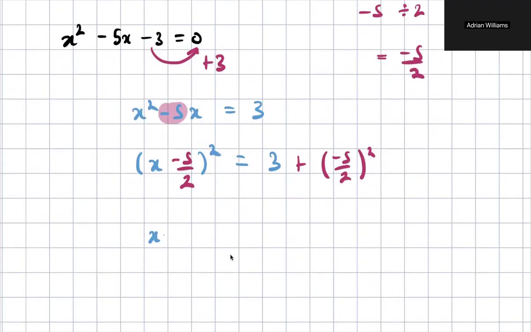On the left-hand side, we're probably not going to bother with this for a little bit until we tidy up the right-hand side. You have a calculator, and I would encourage you to use your calculator for this next step, making sure that you include the brackets. Plugging this into your calculator, once you've done 3 plus 5 on 2, all squared, you should end up with 37 on 4.